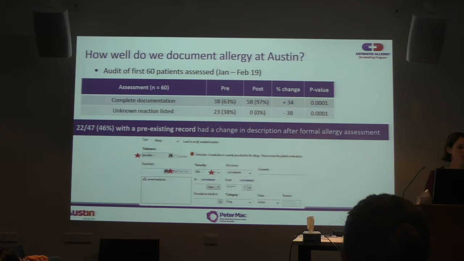The other thing we looked at is whether the reaction was listed as unknown, and we found that by having the nurse do the assessment and then make an adjustment to Cerner, they were able to create a 38% change in Cerner as well. Again, not quite leading to 95% better outcomes.